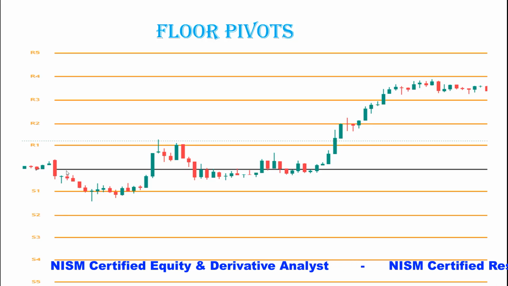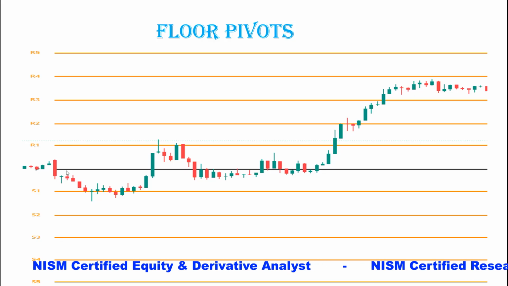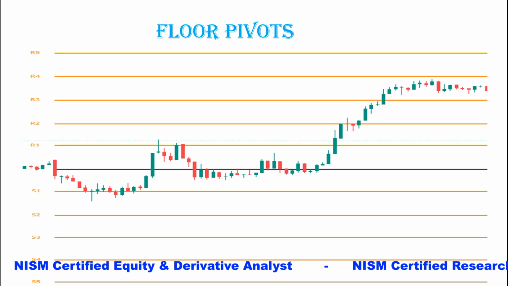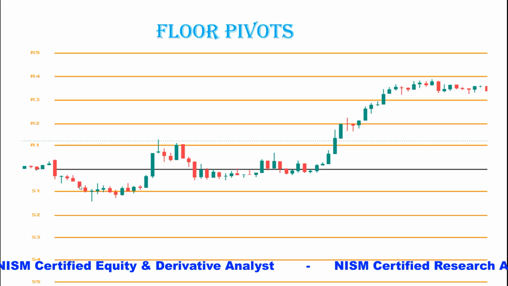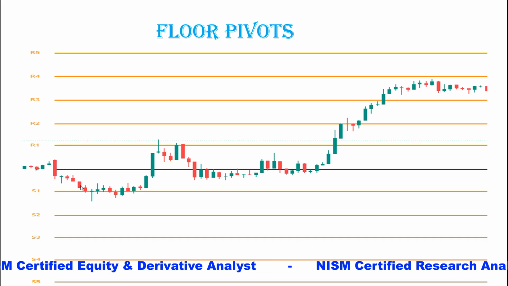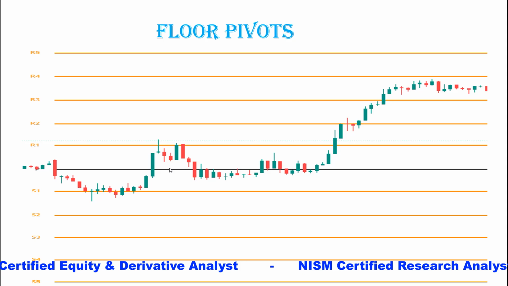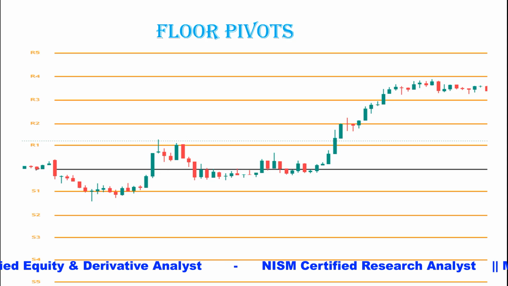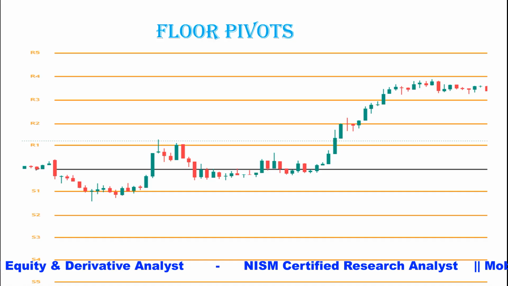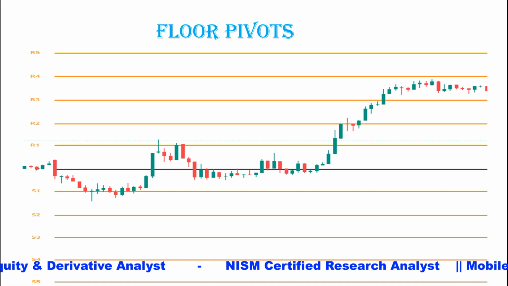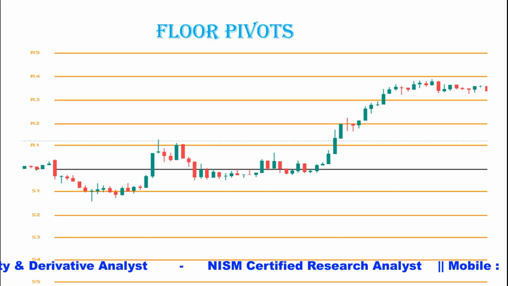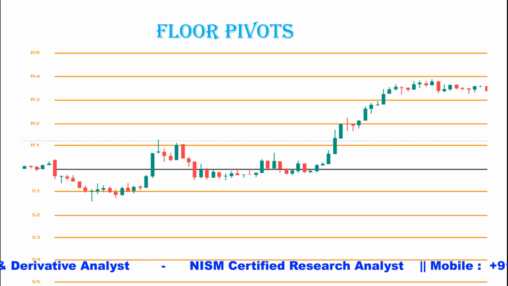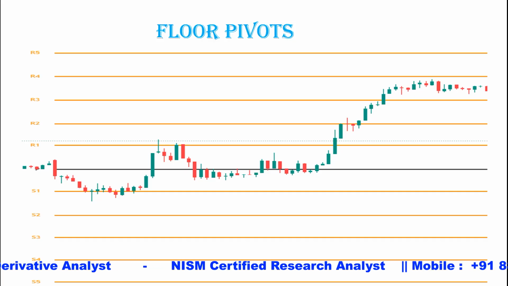If the particular instrument is trading below the pivot point, then the trend of the instrument is looking bearish, and if the price is trading above the pivot point, the trend is looking bullish. And for the target levels, R1 to R5, we can keep our targets when we are trading based on the floor pivots.